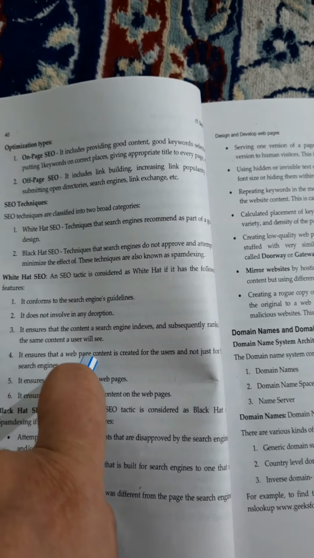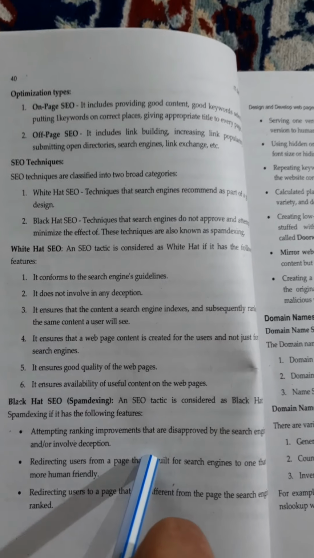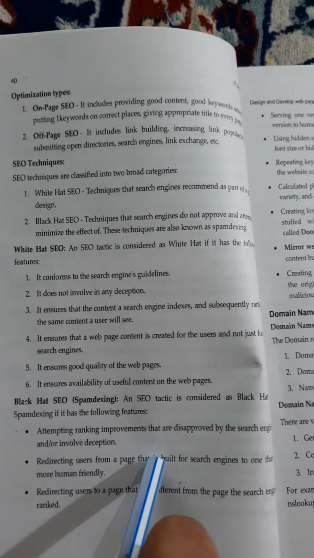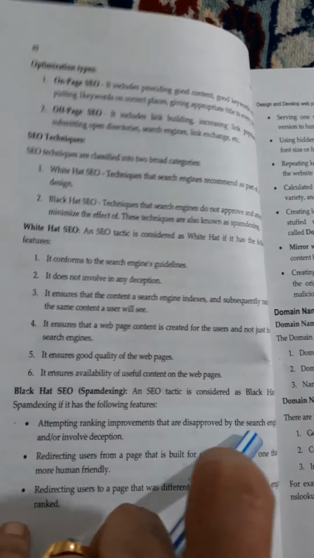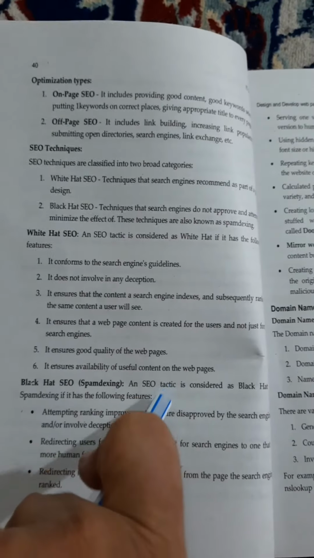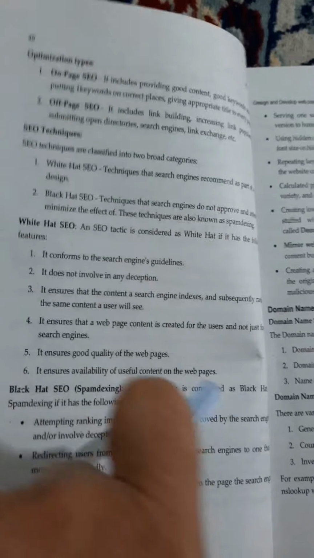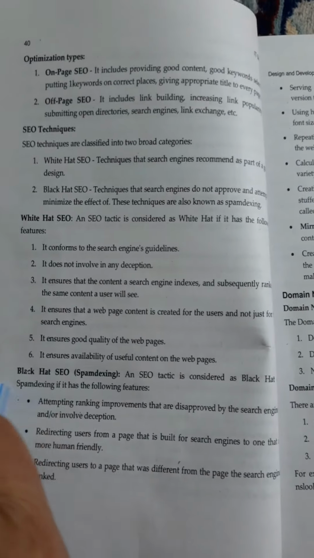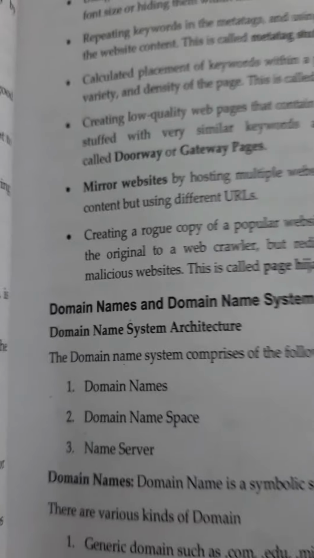Now suppose you know how the SEO technique works, how the algorithm works, and which keywords are given higher ranking, and you use those keywords though they are not relevant to your website. Those kinds of unethical ways of increasing the ranking of your website are known as black hat SEO.